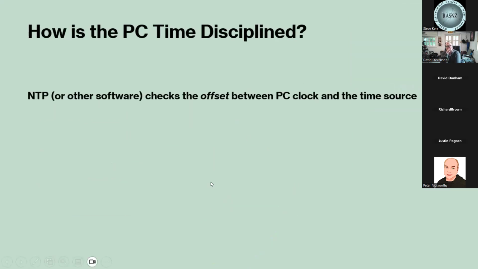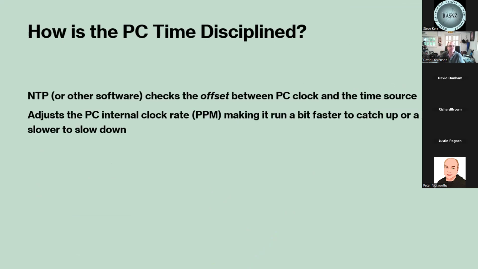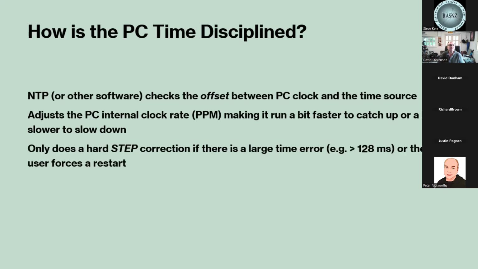Okay, so how does the discipline actually work? So we'll be using NTP, specifically the Meinberg distribution's software. What it does is it checks the offset between the PC clock time and the time source, and if it sees that it's different, then it adjusts the clock rate of the internal clock. It makes it run a little bit faster or a little bit slower to bring it back into line. So it's kind of like taking a dog for a walk. The dog gets a bit too far out, you reel the line in a little bit and then let it go.